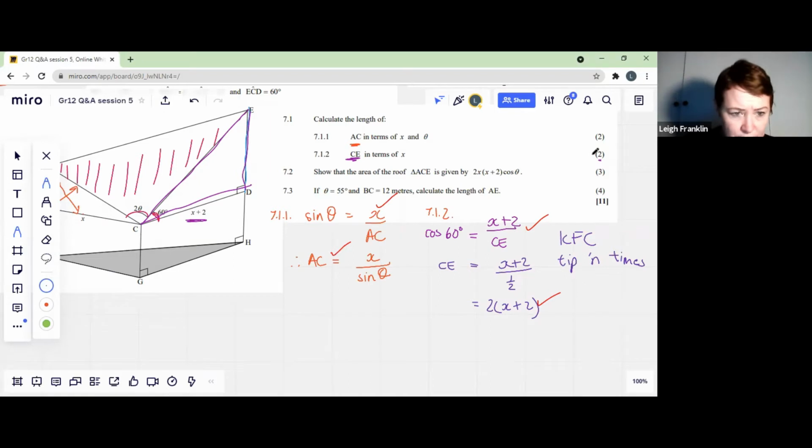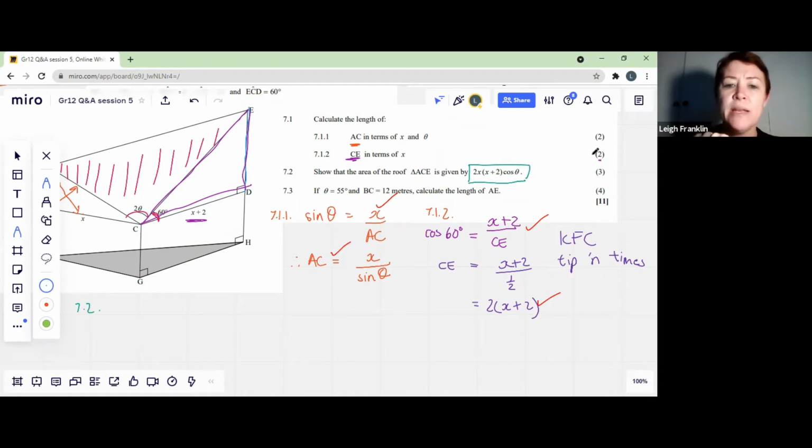Let's talk about question 7.2. I'm going to pop that down here. Another very typical question for 3D trig: show that the area of the roof, triangle ACE, so that's the one that I have highlighted in pink, is given by 2x times x plus 2 times cos theta. So in other words, here they have given us the answer. They want us to show how that answer has been obtained.